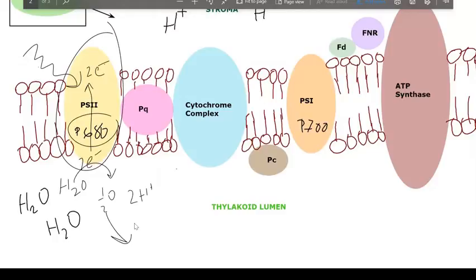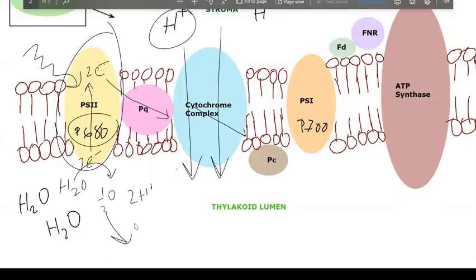Now these electrons, to become less excited, go through a chain called the electron transport chain. Through this electron transport chain, when it goes through the cytochrome complex, it attracts H+ ions from the stroma and gets them to go down into the thylakoid lumen. So H+ goes down through the cytochrome complex into the thylakoid lumen.